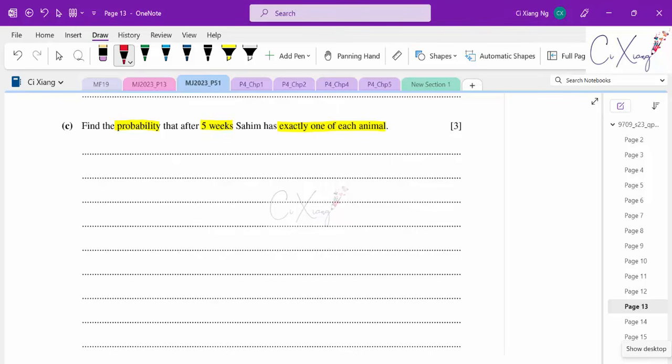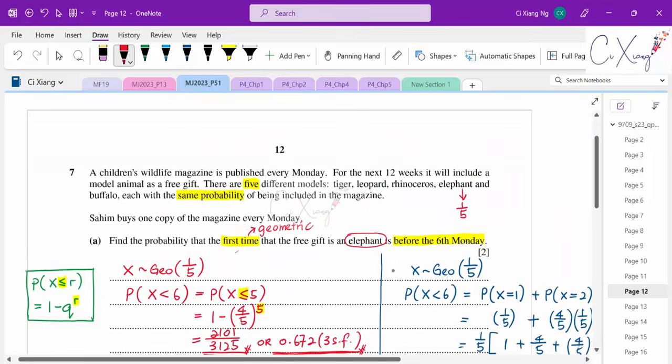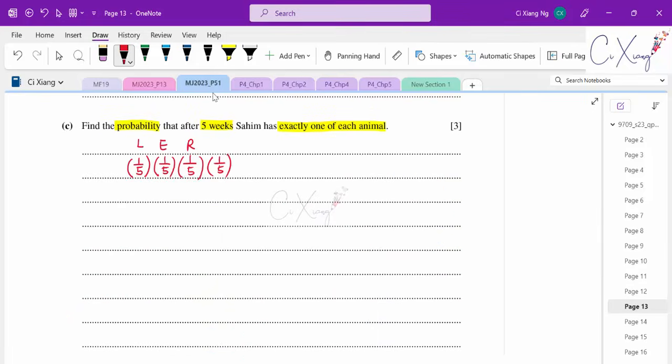So that means, maybe I assume for week number 1, I get the leopard, so the probability is 1 over 5, leopard. Then maybe for week number 2, I get an elephant, so 1 over 5, elephant. And then for week number 3, maybe he gets the rhinoceros, so it's R. Then week number 4, what kind of animal does he still have? Okay, go back to the question again. So you still have tiger and also buffalo. Okay, so maybe for the 4th week I get a tiger, also 1 over 5, right? And then the last week I get buffalo, so B.